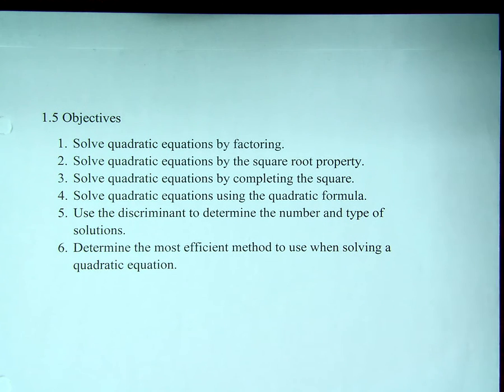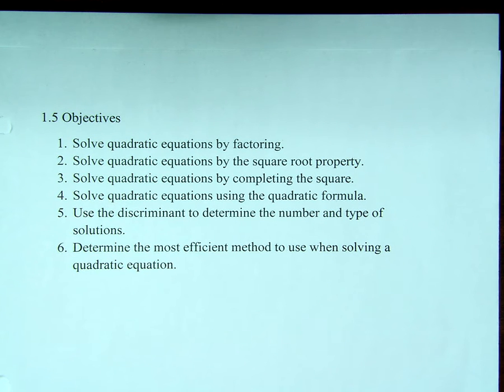Solving quadratics by factoring, solving quadratics by the square root property, solving quadratics by completing the square, solving equations using the quadratic formula, use the discriminant to determine the number and types of solutions, and determine the most effective method to use when solving a quadratic equation.